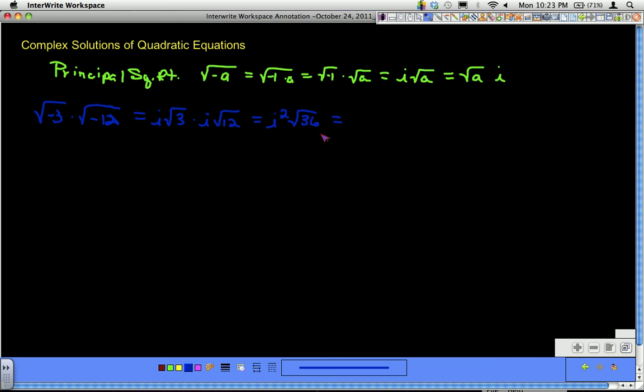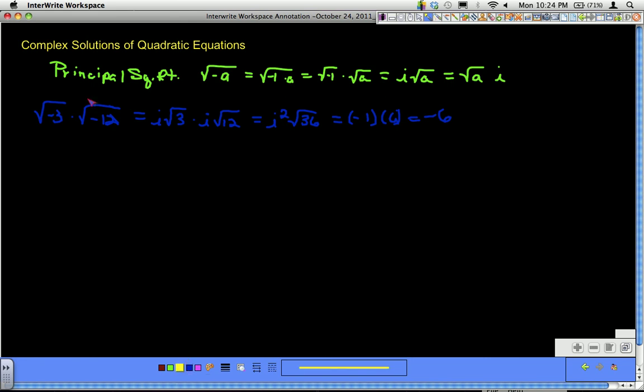Square root of 36 is 6. That's our idea of our principal square root. Even though negative 6 times negative 6 is also 36, we're going to deal with the principal square root. And i times i is negative 1. So I actually get negative 1 times 6, or negative 6. So if we would have done this right away and just said, hey, negative 3 times negative 12 is 36, square root of 36 is 6, we actually would have got the wrong solution to this one. So be careful when you set that up.